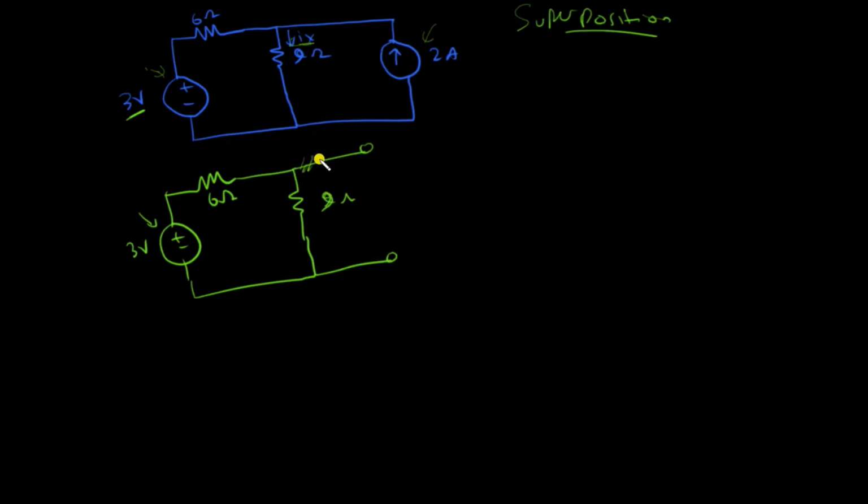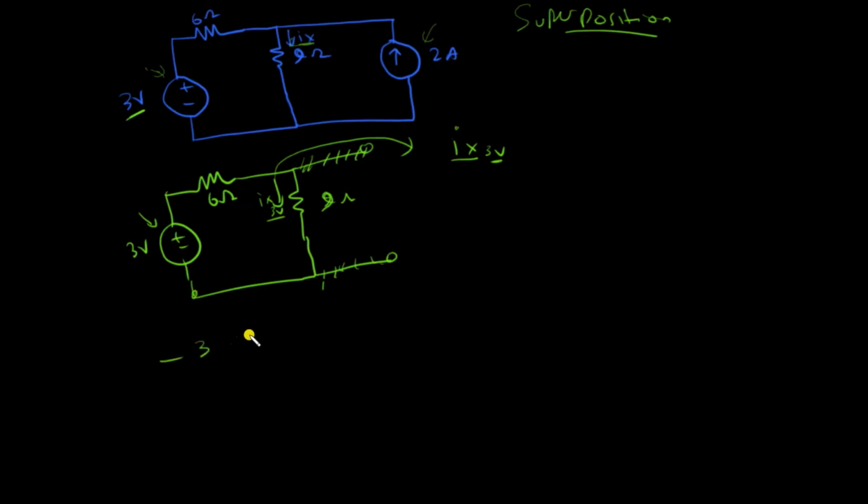So these are just null wires and there's no current here, so I can just remove them, and this current I'll just call Ix3V, which means the Ix due to the 3 volt source. So I'll just calculate this using simple KVL. So I can just start the KVL from here.